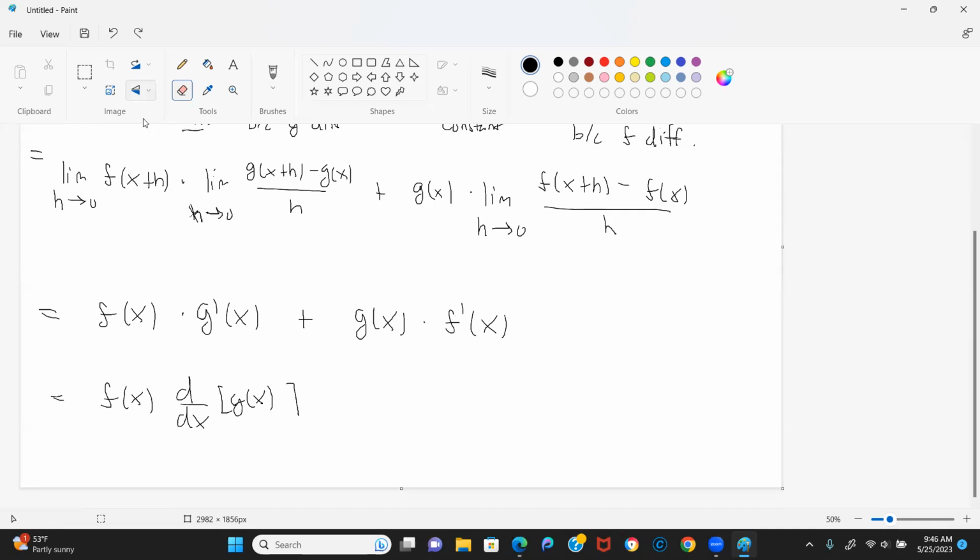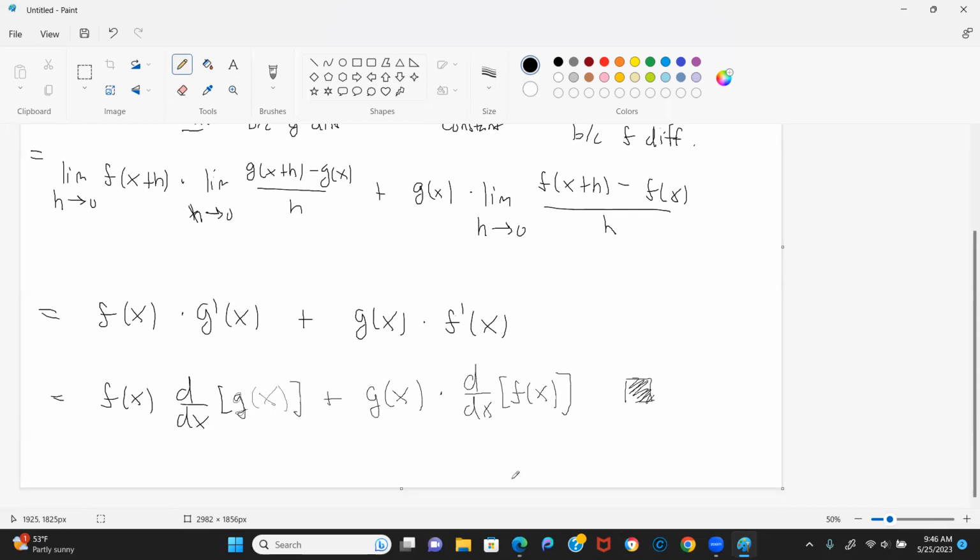So it's f of x times the derivative of g of x, plus g of x times d dx of f of x, which is exactly what we wanted to prove. This is the product rule here.